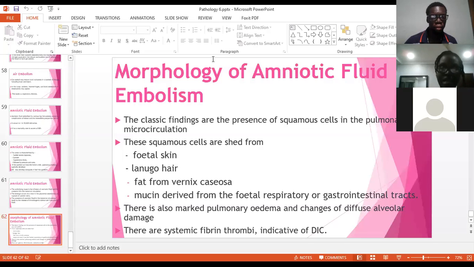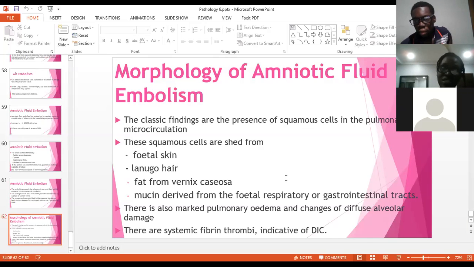These products are the ones that will trigger the respiratory distress if they end up in the lungs or in the pulmonary circulation. Then the patients will end up with respiratory distress. Depending on how much of the lung they block, you can end up with sudden death. Okay. Please, are there any questions?